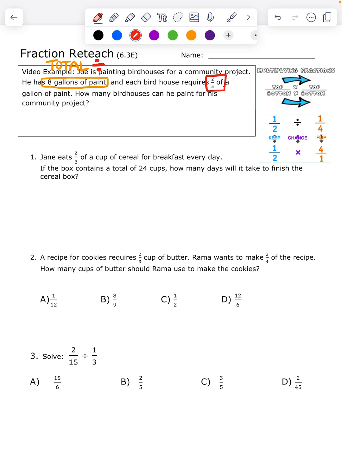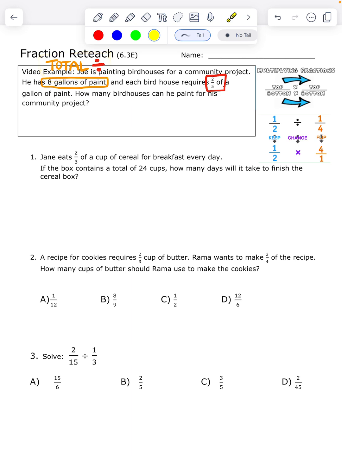And if you think about this situation, he's using the paint. He's taking a little bit and making a birdhouse, and a little bit more and making a birdhouse, and a little bit more and making a birdhouse. And so because he's using the paint and thinking about that situation, we have to divide. Again, anytime you know your total, you are dividing. Okay, so that's just something we got to commit to memory.